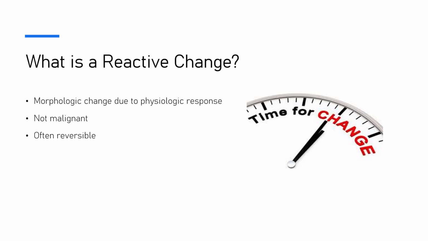So what exactly do we mean when we say reactive change? A reactive change refers to a morphologic alteration in blood cells that occurs as part of a normal physiologic response to stress, infection, inflammation, or immune stimulation. In other words, the cells may look different under the microscope, but the process itself is not malignant and not inherently dangerous. These changes happen because the bone marrow and immune system are actively responding to signals from the body.